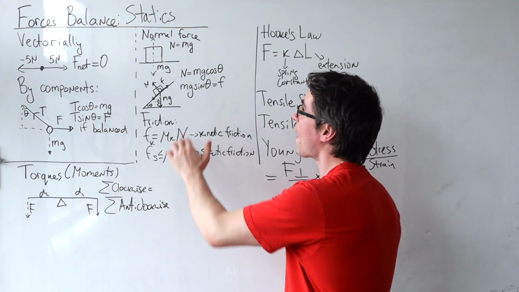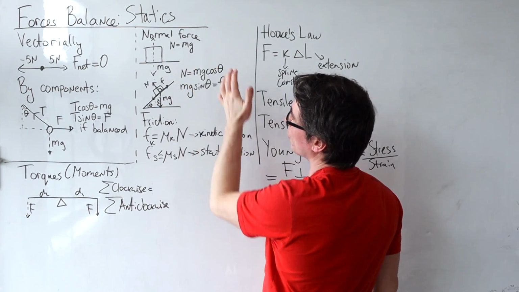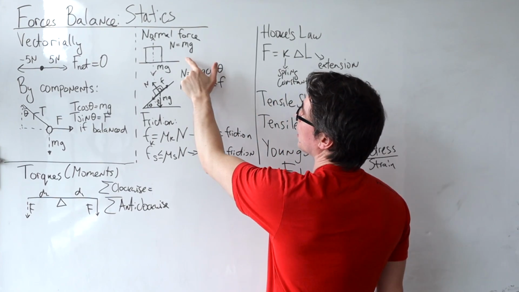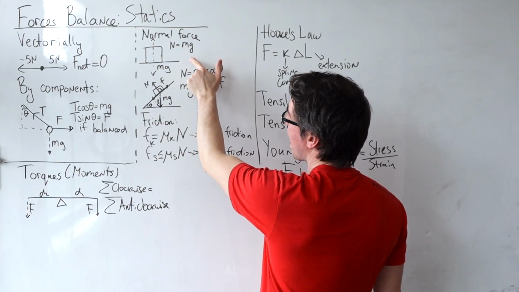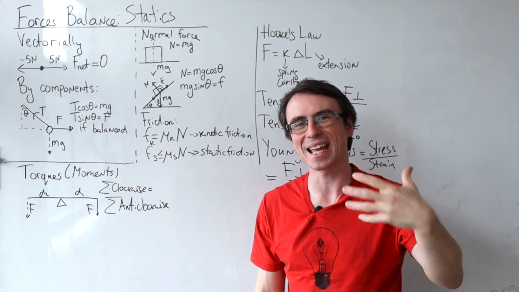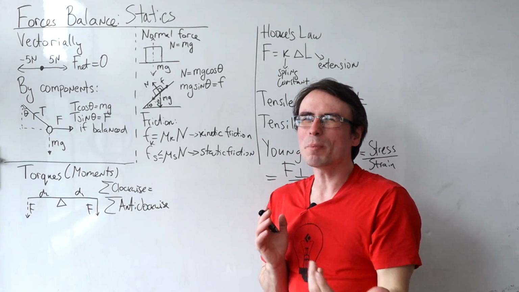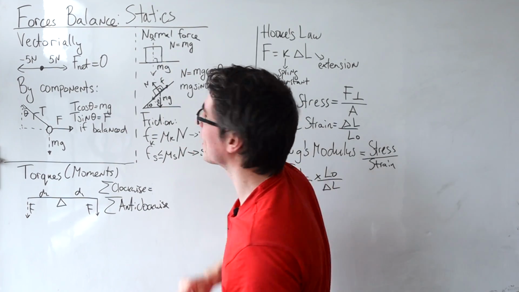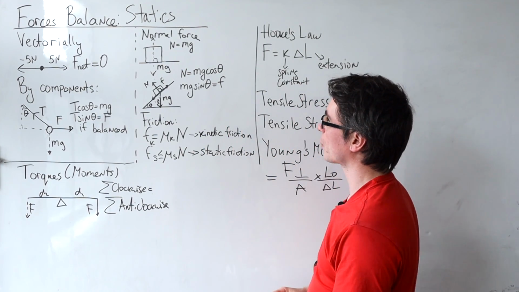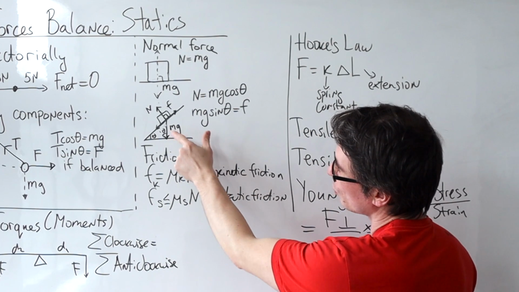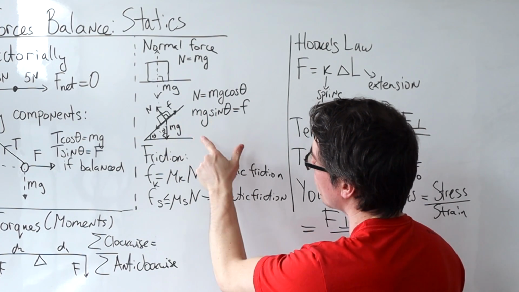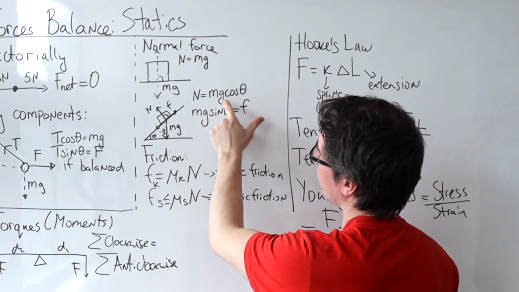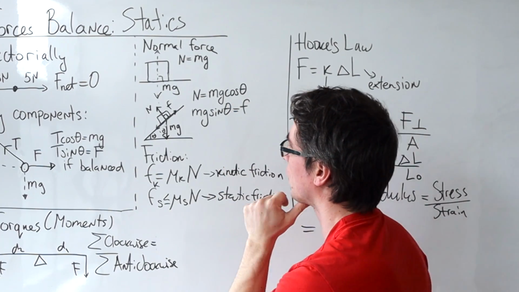The force provided by the ground is known as the normal force, which is equal to mg whenever this thing is laying on a flat surface. Normal means perpendicular, so this force here is always at 90 degrees to the actual surface. If we were to put something on a slope, then the normal force would just be equal to mg cos theta.